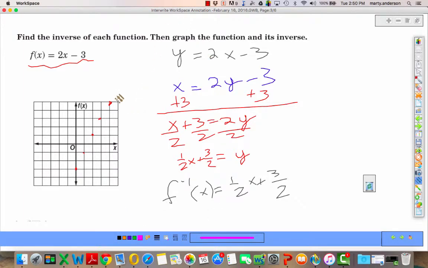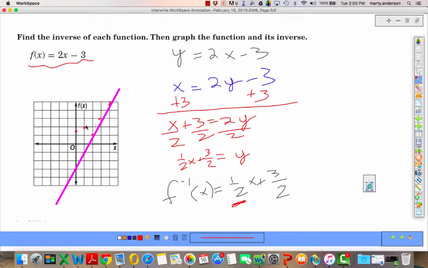Grab my straight edge. Comes through like that. Pretty good. Next guy, I got 1.5 again, 3 over 2. To get back on, I got a slope of 1/2. So I can go up 1/2, right 1 will get me there.